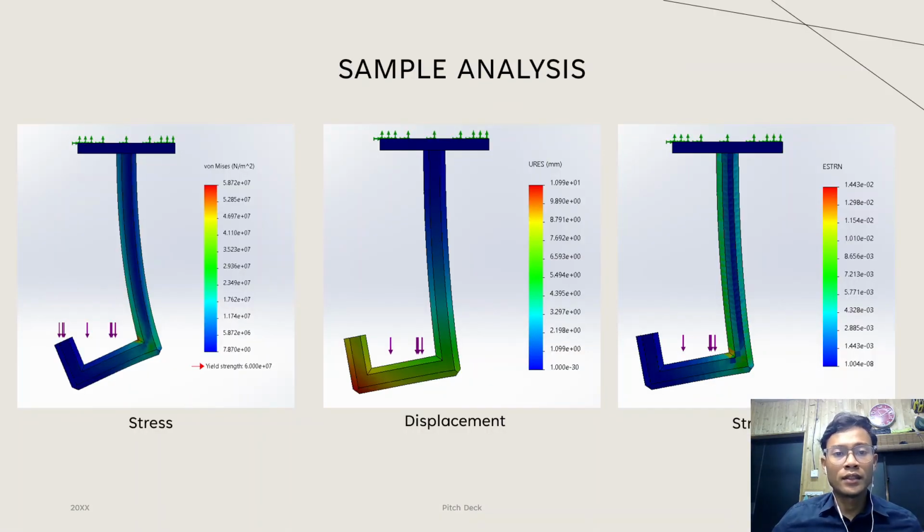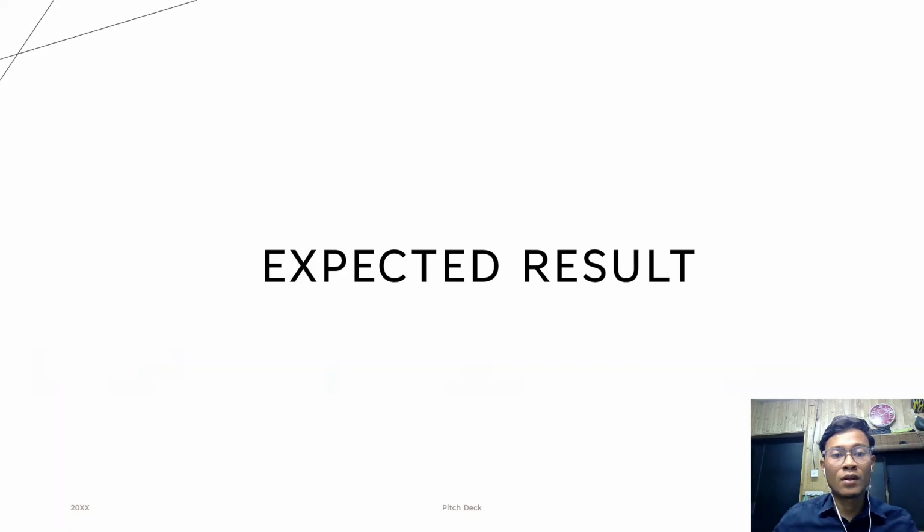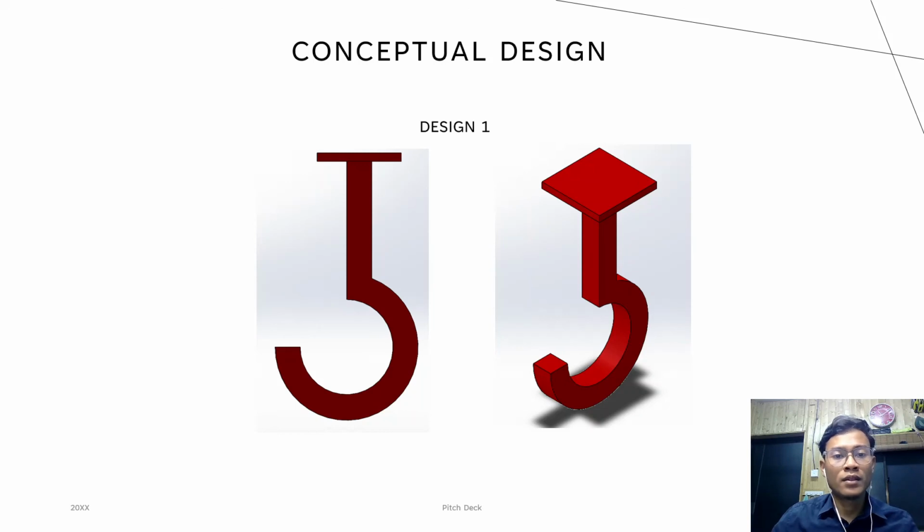This is the simple analysis of the hook in this project. On the left, it shows the stress analysis. In the middle, it shows the displacement analysis, while on the right, it shows the strain analysis. So, what is my expected result? This is the conceptual design. I use the conceptual design as my expected result because I want the design of the hook to be one of these designs. This is my design number 1.